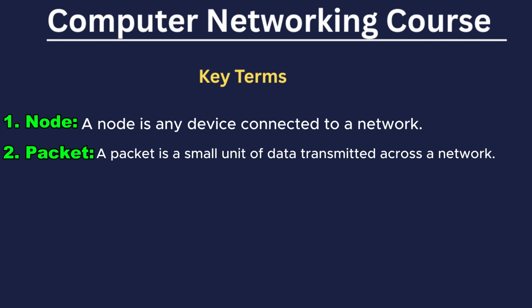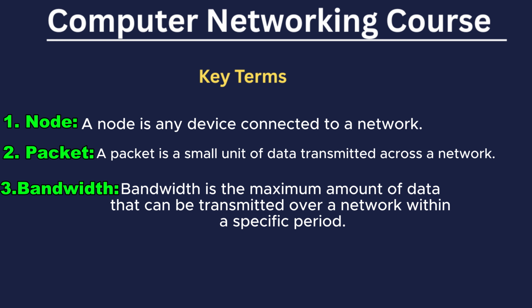Let's move on and look at what a packet is. A packet is a small unit of data transmitted across a network. Large files are divided into packets before being sent. We'll move on to bandwidth. Bandwidth is the maximum amount of data that can be transmitted over a network within a specific period. It is usually measured in megabits per second or gigabits per second.